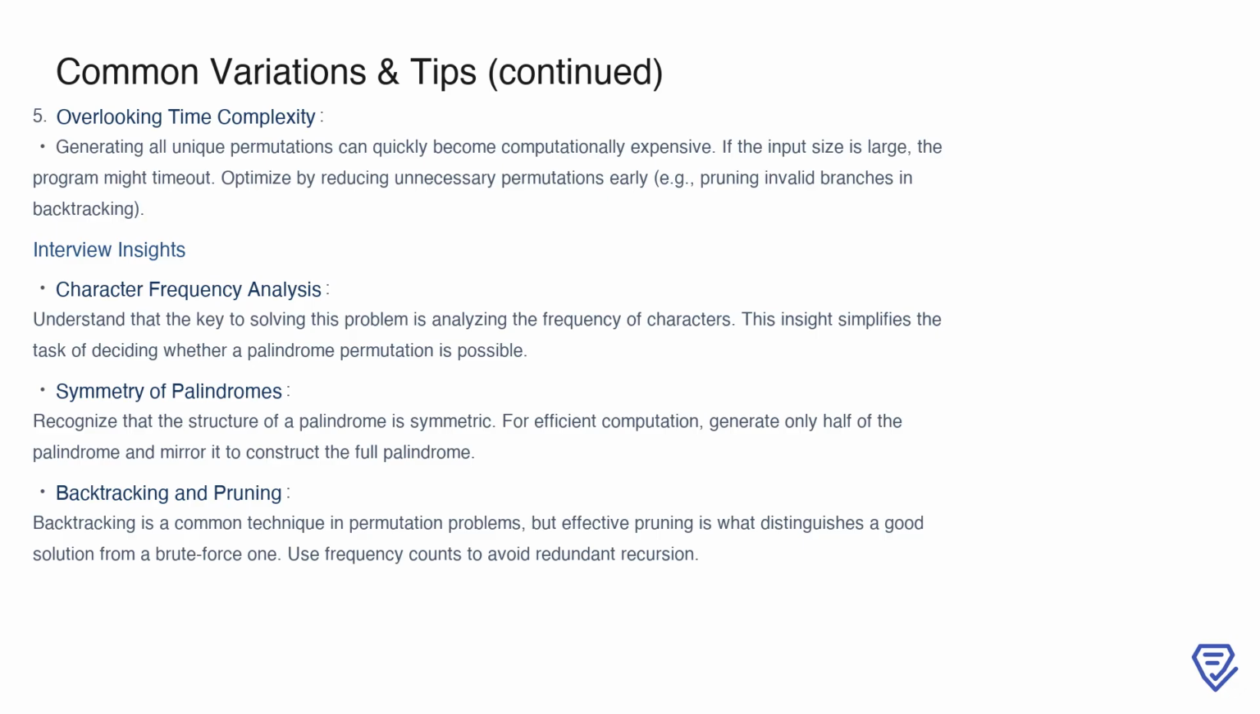Now, from an interview perspective, there are a few insights to keep in mind. The first is character frequency analysis. This is central to solving the problem. By analyzing frequencies, you can quickly determine if forming a palindrome permutation is even possible. Second, remember the symmetry of palindromes. Instead of generating the entire palindrome, you can construct only half of it and mirror it to form the full palindrome efficiently. Lastly, while backtracking is a standard technique for permutation problems, the true skill lies in effective pruning. By leveraging frequency counts, you can avoid redundant recursion and streamline the solution.